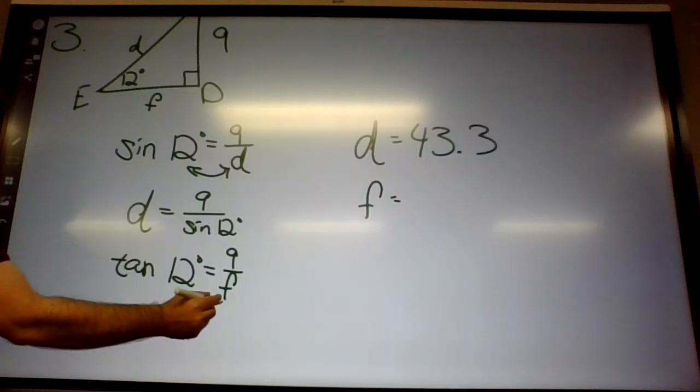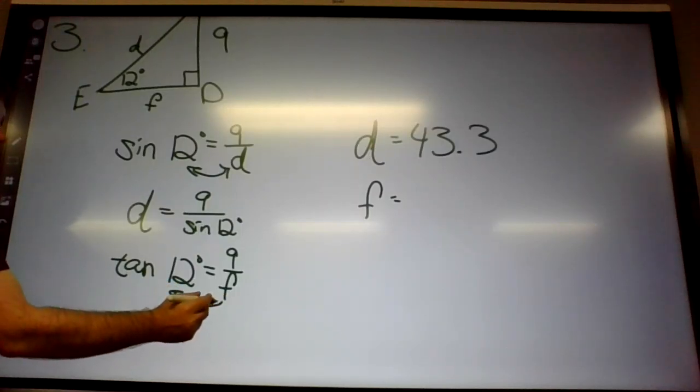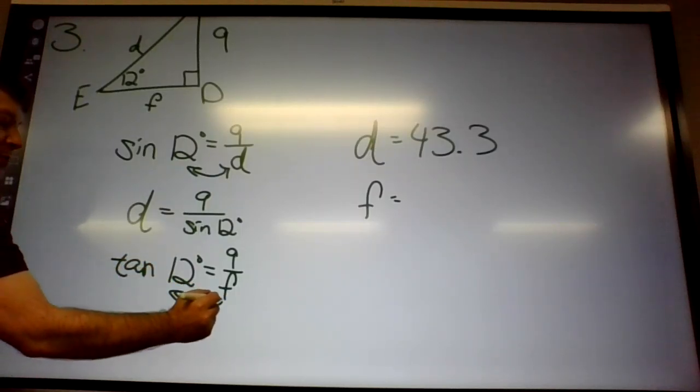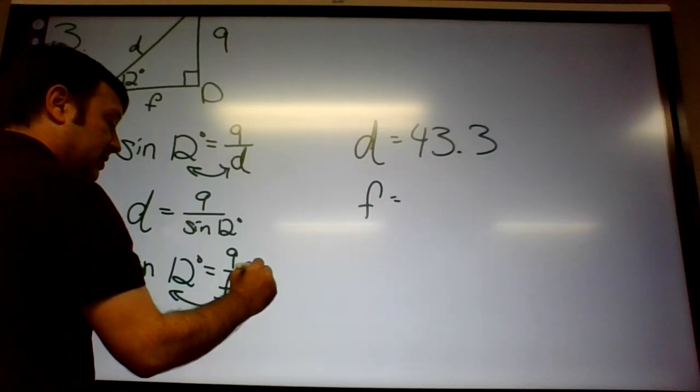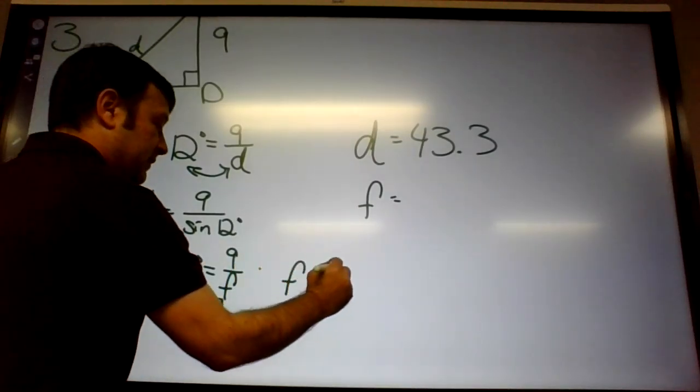Again, the variable's in the denominator, so we multiply by F, it goes up there. Divide by tangent of 12, it goes down there. So F equals 9 divided by tangent of 12.